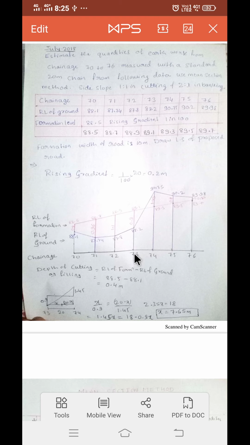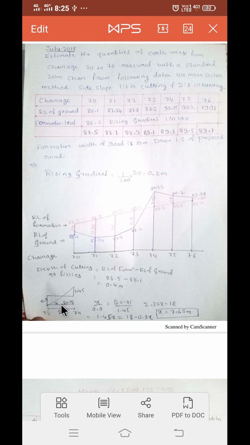Now the portion is changing from banking to cutting here. At chainage 73 it is banking, at chainage 74 it is cutting. So here exactly the banking is going to end, or the cutting is going to start. That we will have to find out. So at 73 chainage the depth is 0.9. At 74 chainage the depth is 1.45.